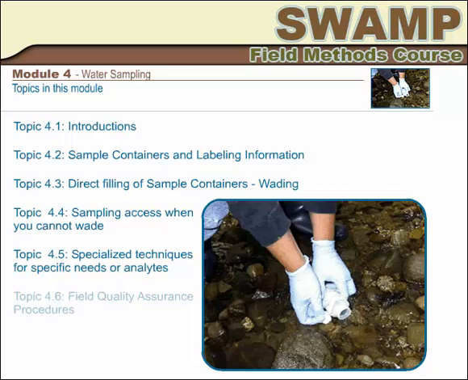Topic 4.5 demonstrates the specialized sampling techniques for specific needs. For example, ultra-clean samples for trace elements, or specific analytes such as chlorophyll A. Topic 4.6 is focused on the collection of field quality assurance and quality control, or QA/QC, samples, including field blanks to prove sample integrity and field duplicates to assess the reproducibility of the entire sampling and analysis process. Click on a topic to start, or click the Next button to see them in order.